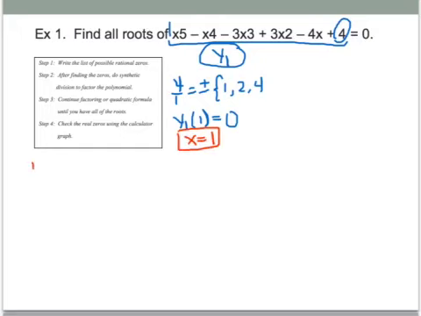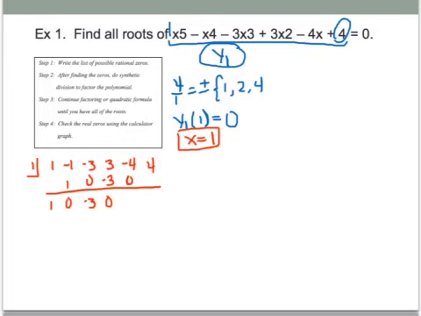Then let's go ahead and do synthetic division and break down that long polynomial. So we have 1, negative 3, positive 3, negative 4, positive 4. And don't forget to drop your mama. Now we already know that we should get a 0 at the end, so that's just what we're double checking here. And yep, there we go.